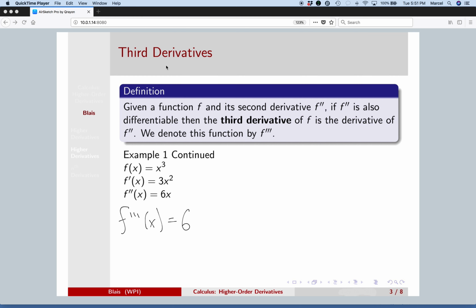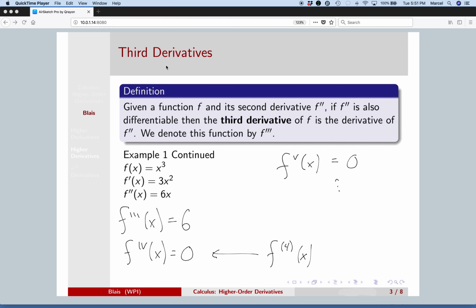And you can see where this is going. We could do a fourth derivative. And there's usually two ways people will write it, either Roman numerals or the number in parentheses. Of course, the derivative of 6 with respect to x is just 0. And you could keep going. You can go to the fifth derivative. The derivative of 0 with respect to x is 0. So these will all be 0 afterwards in this case.